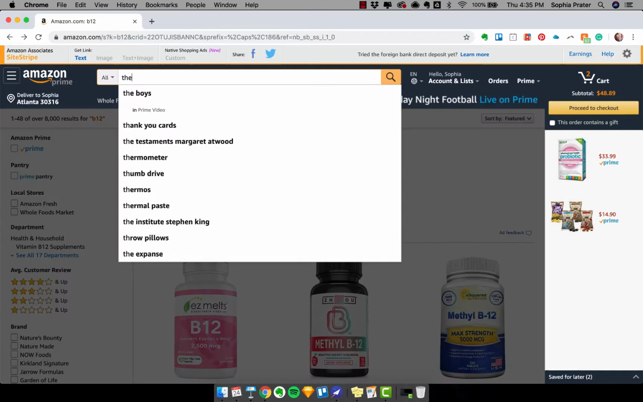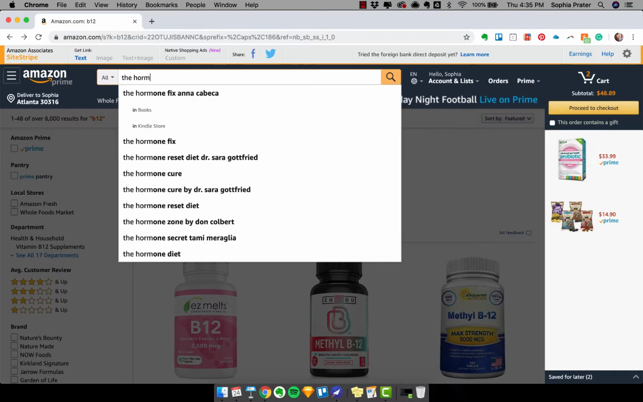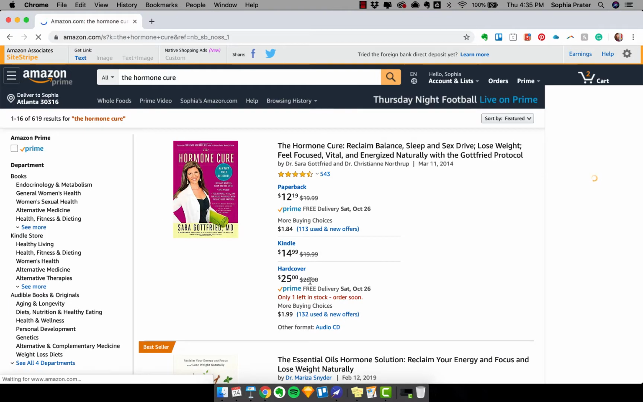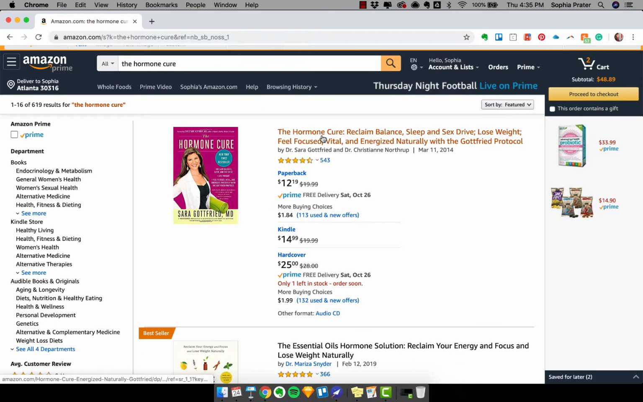For the ladies out there, this is a great book. Okay, would recommend it to every single woman. Every single woman. It's very important to understand how your body works.